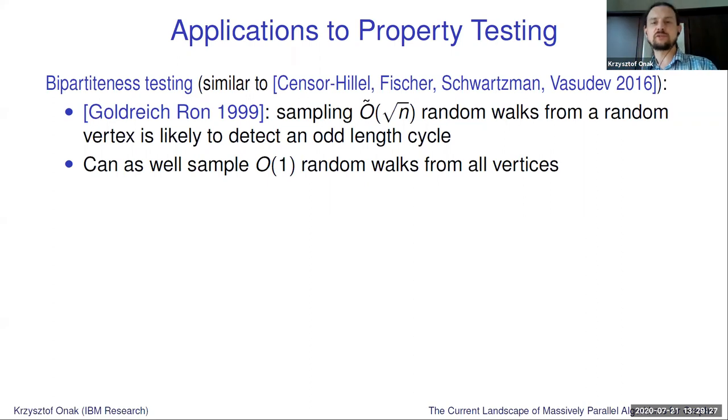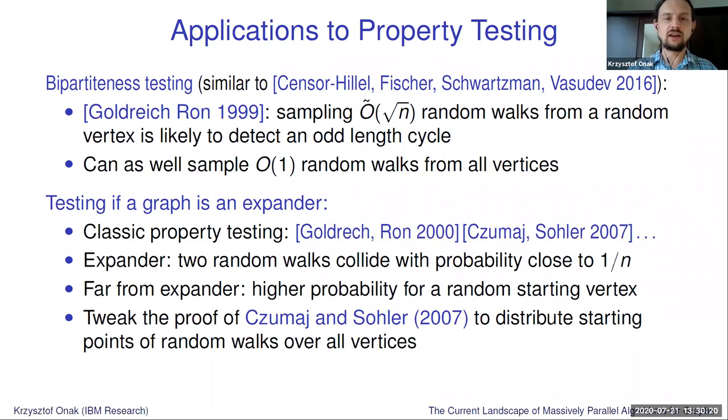Applications to property testing. So the idea is that we can do bipartiteness testing in a logarithmic number, log n, of rounds, and exact bipartiteness testing requires a logarithmic number of rounds unless we can solve sparse connectivity more efficiently. So we basically follow the same approach as Censor-Hillel did for distributed algorithms. Instead of sampling square root of n random walks from a single vertex and searching for odd cycles there, we can distribute this and do a small number of random walks from every vertex and search for odd length cycles there.